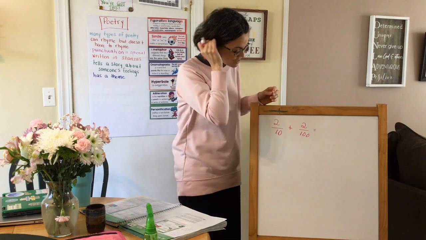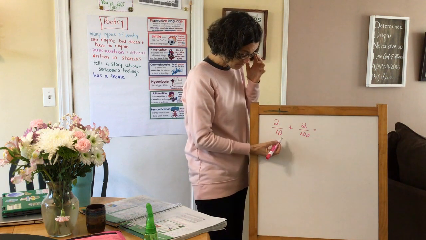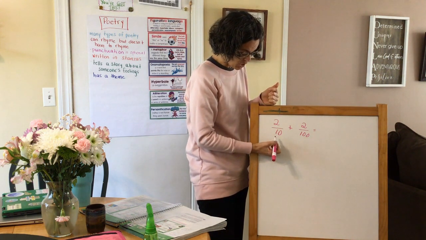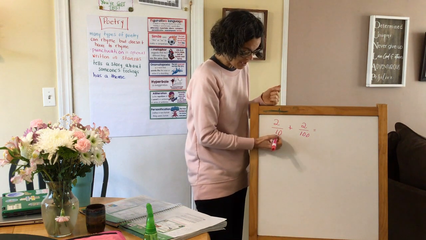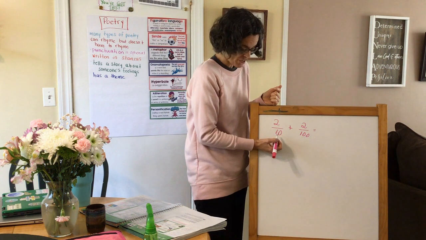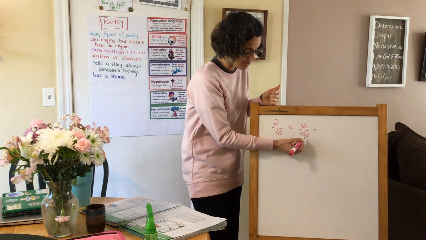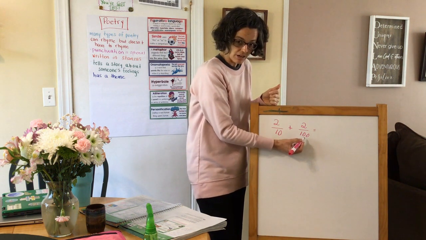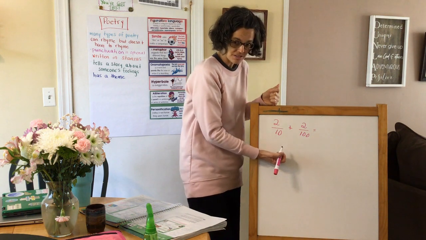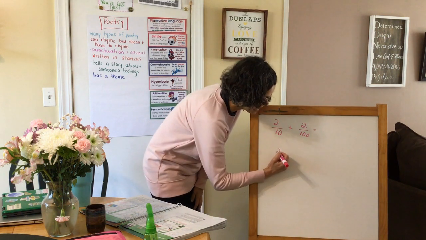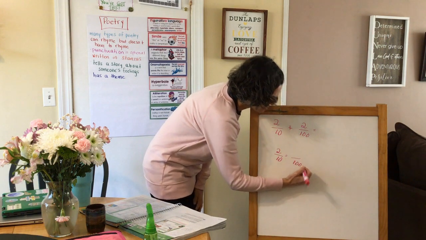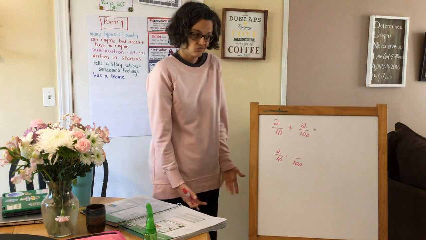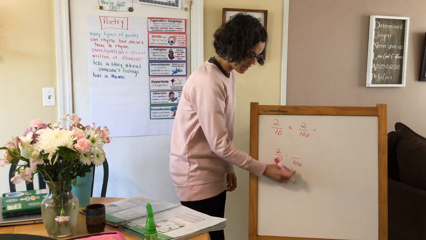All right? So if we take a look at it, we need to change one of these to be like the other. Now, if it were me, I would do this one. I would change tenths and make it into hundredths. And you know how to do this. You're so awesome at this. So I need to make 2 tenths equivalent to something over 100. So how do I do that? How do I go from 10 to 100?